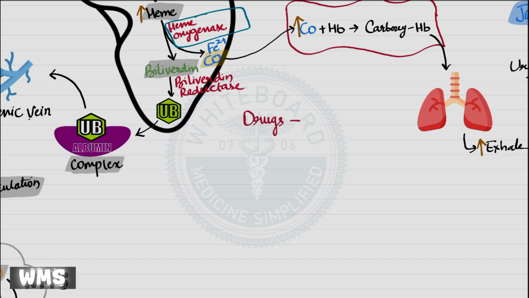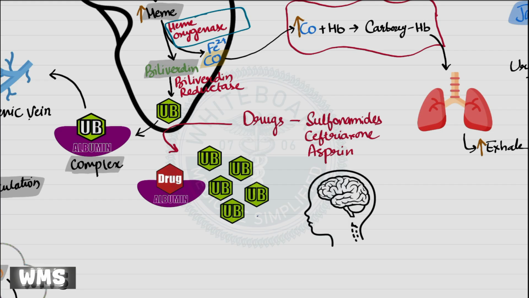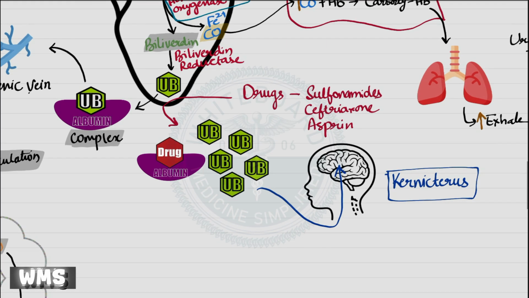Drugs, for example sulfonamides, ceftriaxone, aspirin, can displace bilirubin from albumin. As they compete with bilirubin for the same albumin binding site, unconjugated bilirubin level rises in plasma. As this unconjugated bilirubin is lipid soluble, it can easily cross the immature blood-brain barrier of the neonates, causing kernicterus. So indirect bilirubin is increased due to displacement from albumin. But direct bilirubin, that is conjugated, is normal, as the conjugation process is intact, and also the rest of the LFT is normal.